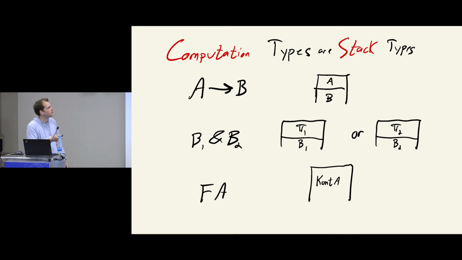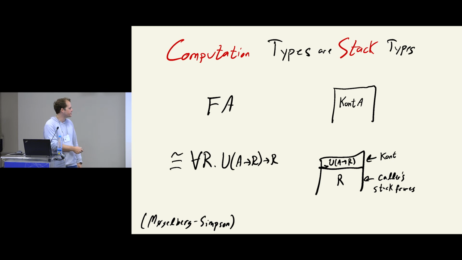So there is a nice theorem, which I think is originally due to Møgelberg and Simpson, which is basically a parametricity theorem. We can Church encode the FA type in the following way: an FA computation is equivalent to one of the type for all R, and the important thing here is that R is a computation type. So for all computation types R, you give me a function from A to R as a closure, and then I will behave as an R.